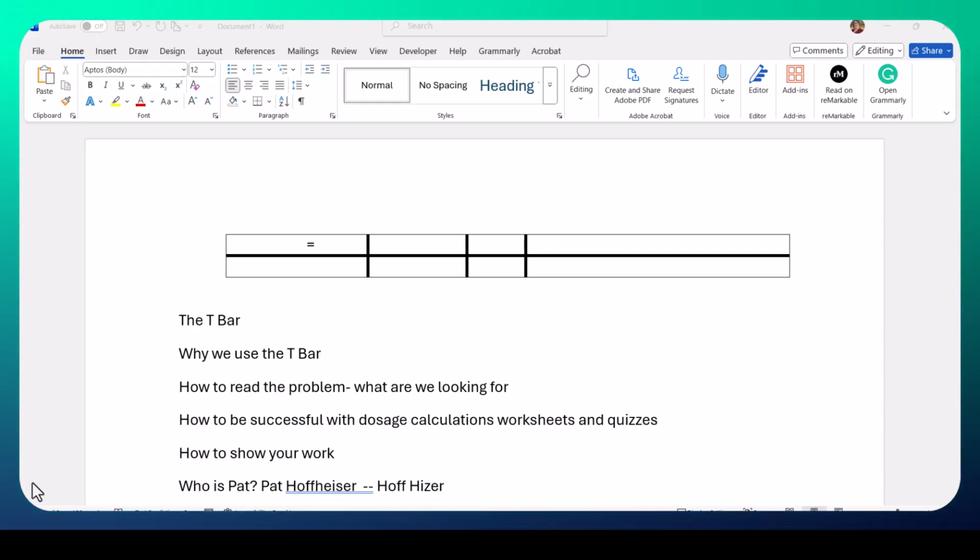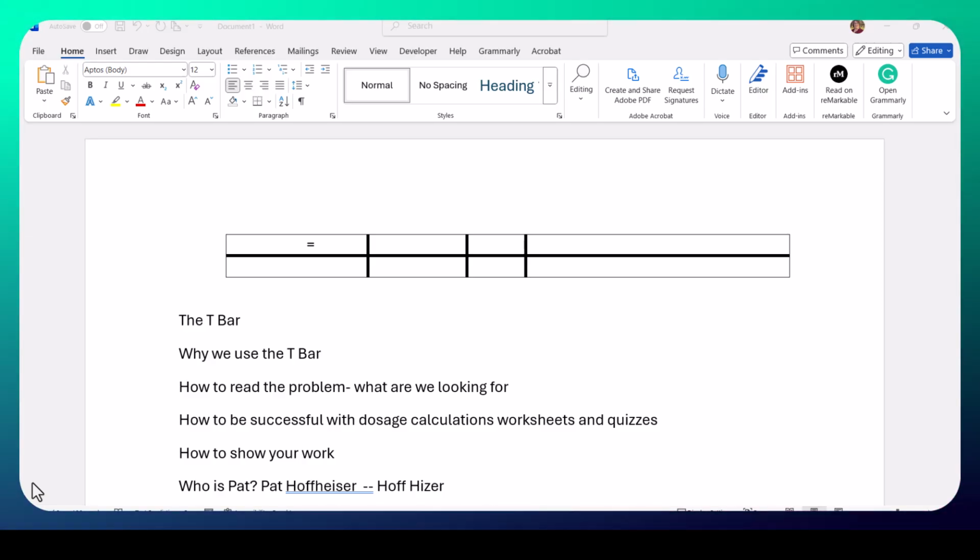Actually, it was requested by the students to place a video up that sort of really puts the microscope down on this beginning piece of setting up your dosage calculations and also how to be successful showing your work. Okay, so this is an important video for you. And what we're going to do is just really focus on how to set up the problem.